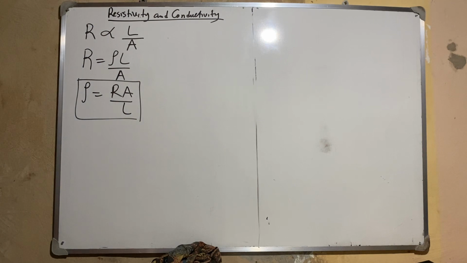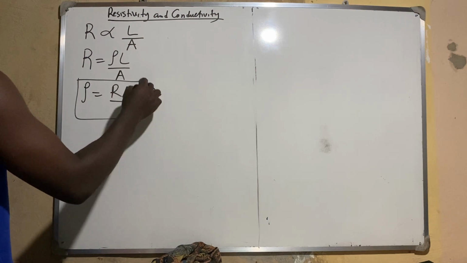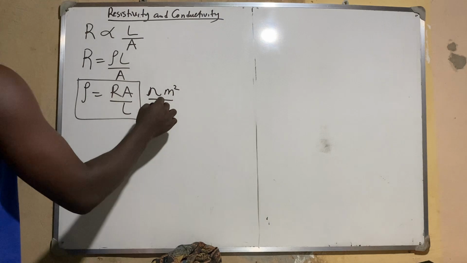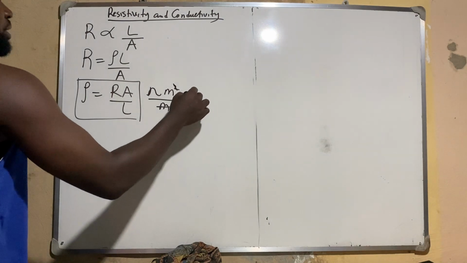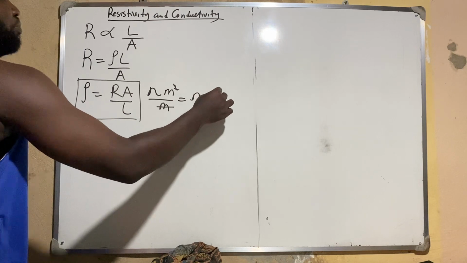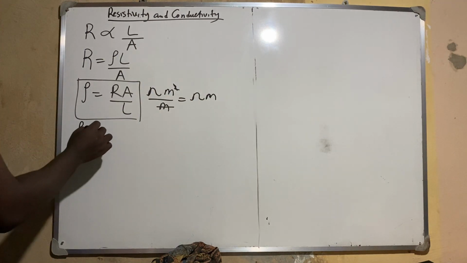Resistivity is RA over L. You should know that R is measured in ohms, area is measured in meter squared, and length is measured in meter. So if one meter cancels, resistivity is measured in ohm meter.